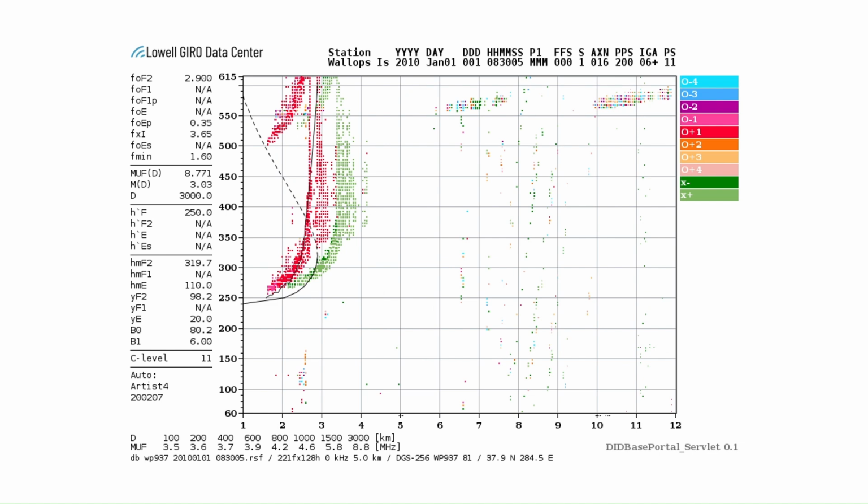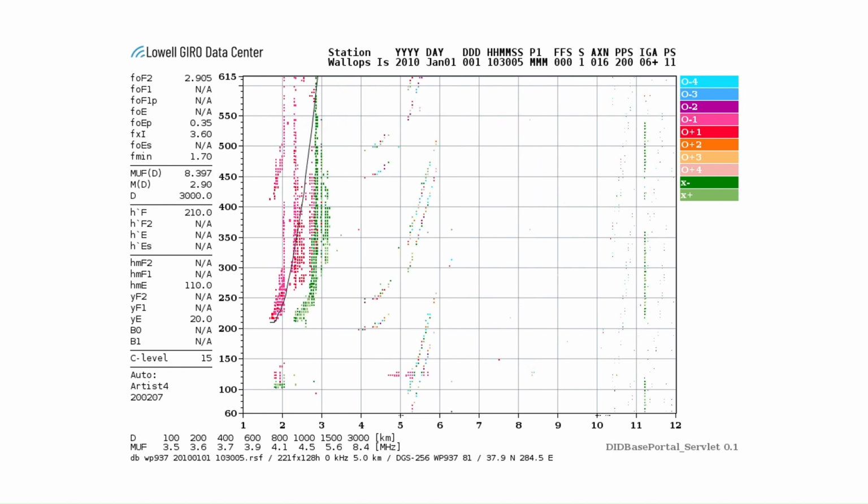They don't necessarily have to look like these little slanty structures or just sporadic-looking things. You can get normal F-region echo stuff from these. Just, again, know that you can use time history to identify them.